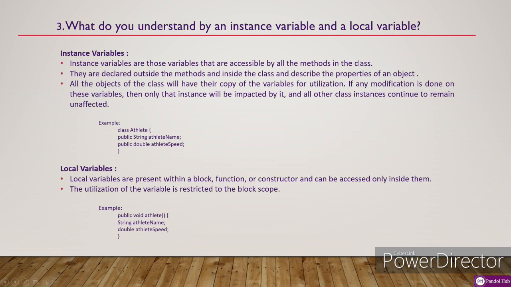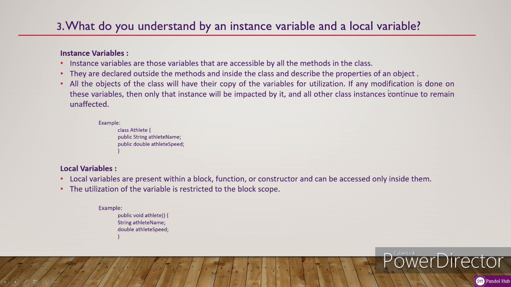So the third question is, what do you understand by an instance variable and a local variable? Coming to instance variables: instance variables are those variables that are accessible by all the methods in the class. They are declared outside the methods and inside the class, and describe the properties of an object. So all the objects of the class will have their own copy of the variables for utilization.